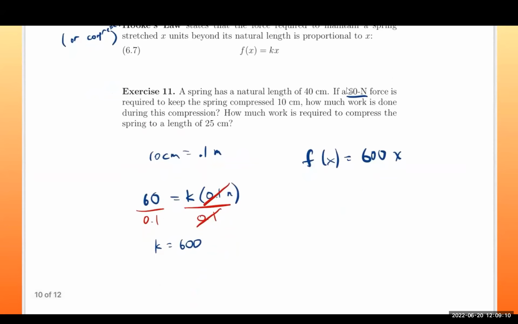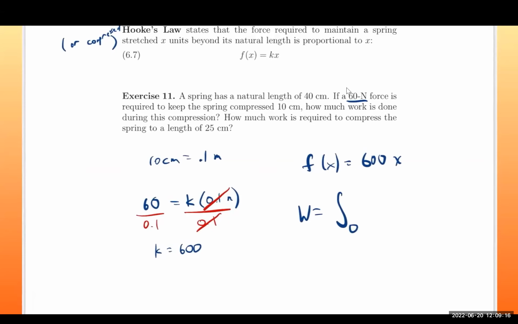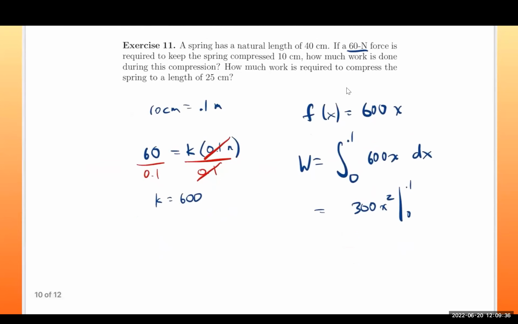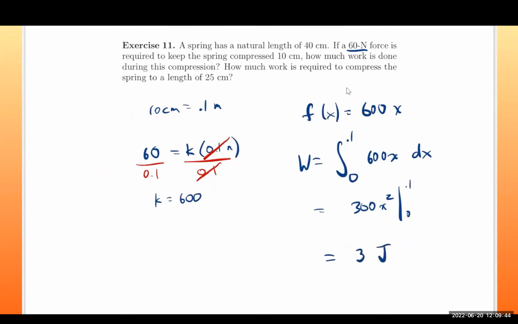Now we can apply the work formula, which is the integral, in this case from 0 to 0.1, because that's the distance that we're compressing the spring, of our force function 600x with respect to x. If you find the antiderivative, that's going to be 300x squared from 0 to 0.1. And if you plug that in, you should get 3 joules. That is the amount of work required to compress a spring 10 centimeters.